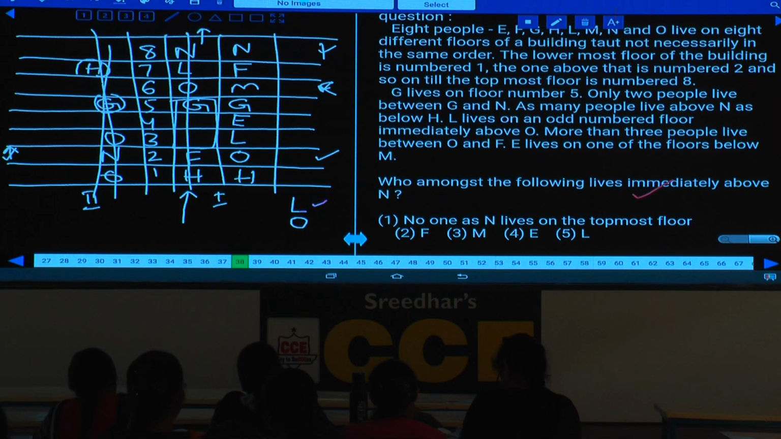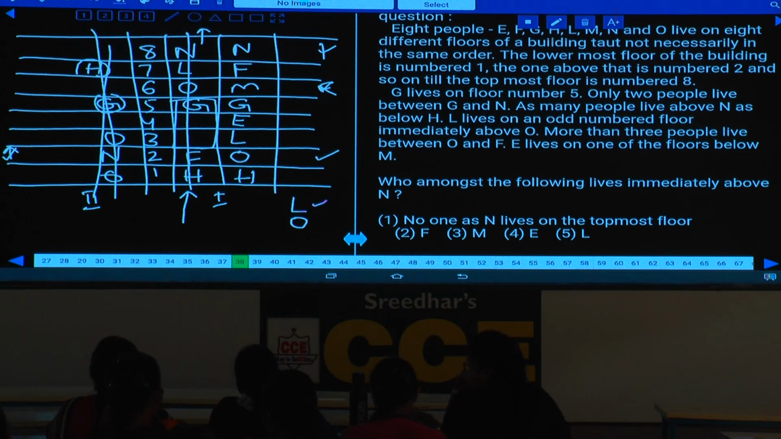Then question number 38. Who among the following lives immediately above N? Is there any person living immediately above N? No, because N himself is staying on the top floor. Hence, what is your answer here? No one, as N lives on the topmost floor, that is choice 1.